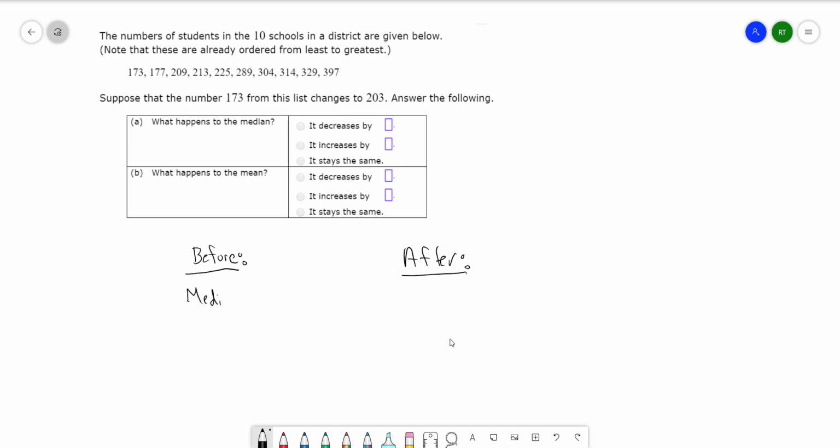And I'm also going to write down what the median and the mean is before, what the median and the mean is after, and then that way it's easier for me to compare the two. Because what they're asking for, if you look at letter A, what happens to the median, they're going to ask you if it increased, decreased, or if it stayed the same. So that's easy to tell if you have them both written down.